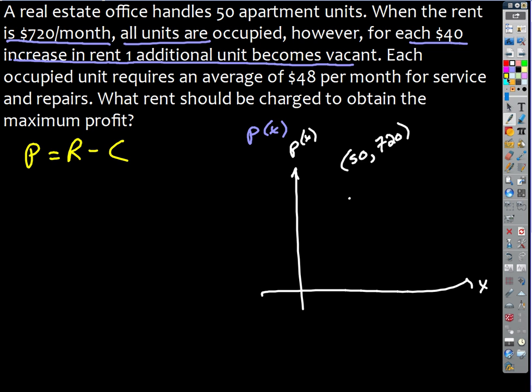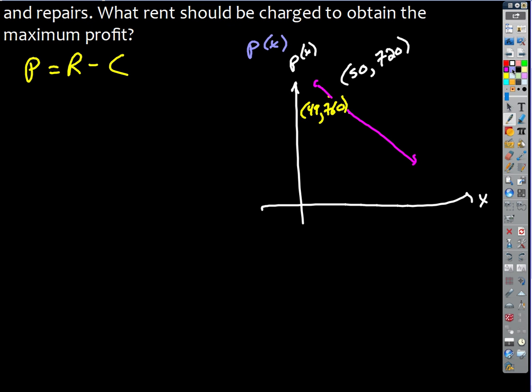Let's pick another point. We know that if we increase the rent by $40 up to $760, 49 units are going to be occupied. So we get another data point, 49, 760. I didn't put that in a very good spot, did I? But that's a linear function. That's going to be our demand function, the relationship, but we just want to turn that into the equation of a line.